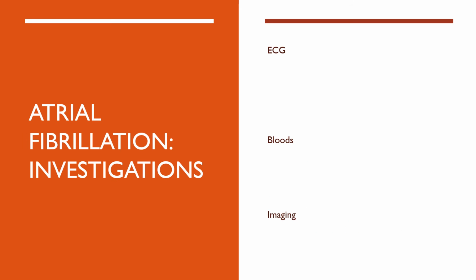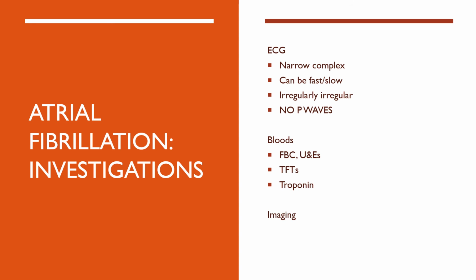So in terms of our investigations, you might see a narrow complex on ECG. It can be fast or slow, and it will be typically irregular, and by definition there'll be no P waves because we haven't got that organised atrial contraction.